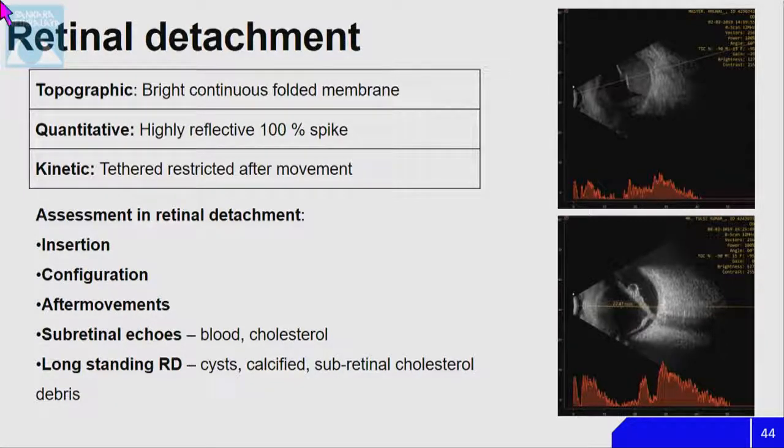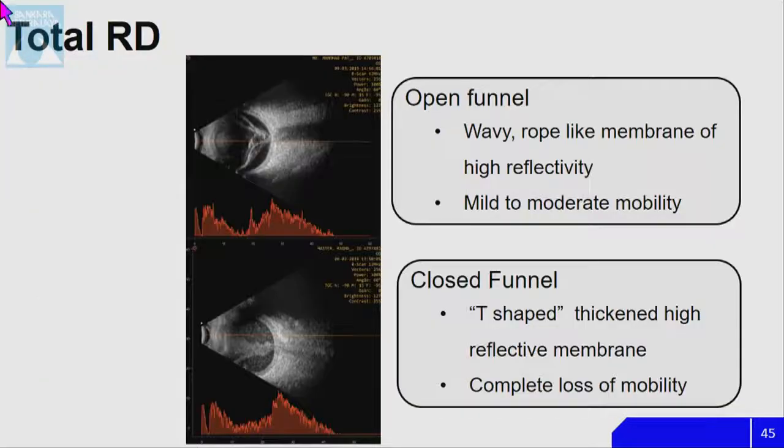In a long-standing RD, the findings which we usually see are intraretinal cyst, calcification of the leaflets, as well as subretinal high reflective echoes. So this is a retinal detachment with the break here, discontinuity in the high reflective membrane. And this is a long-standing RD, open funnel, with an intraretinal cyst. So total RD is an open funnel, wavy rope-like, high reflectivity. This is a closed funnel RD. Almost there is no movement and it is T-shaped.